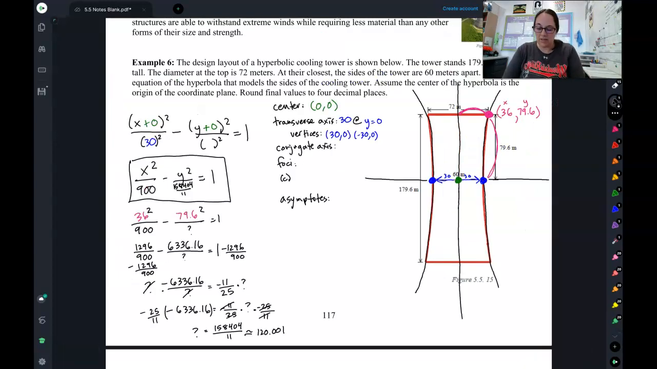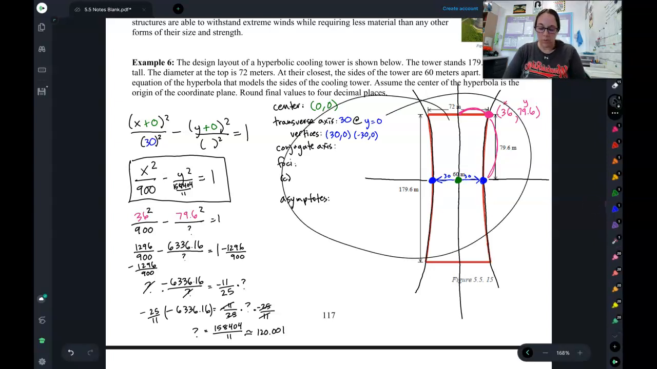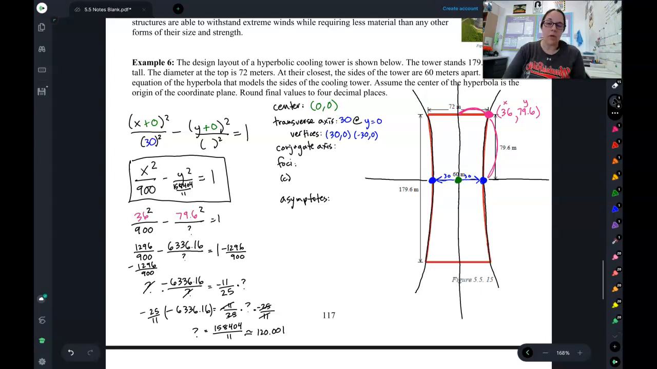Because it asked us to find an equation, and we found an equation, you could go through if you wanted extra practice and try solving for all of these things, but you don't really need to do that. So I'm going to call us done and finished, and we are finished with hyperbolas, which means we are done with Chapter 5.